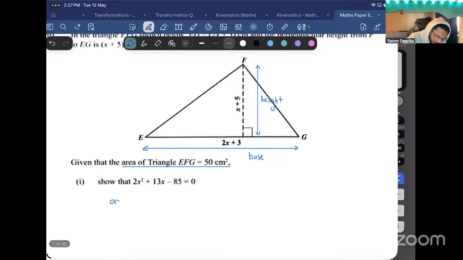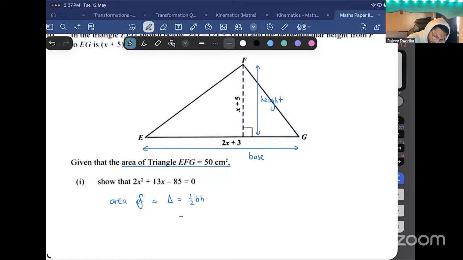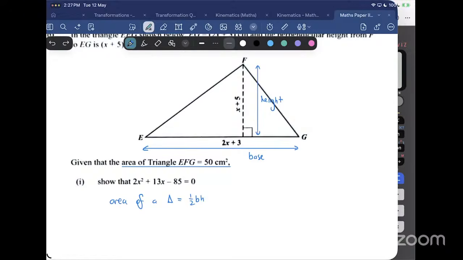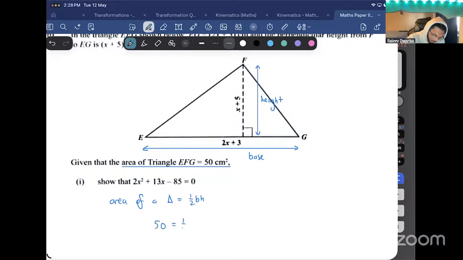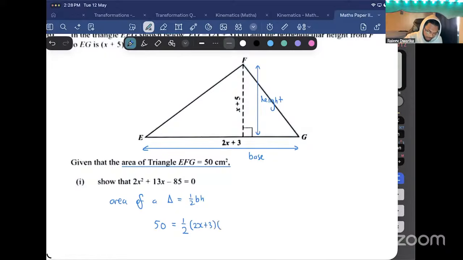Remind me, what is the formula for the area of a triangle? Half base by height. So here we can formulate an equation. What do we know the area is, guys? 50. So I know it's 50, and that must be equal to a half. What is the base, guys? 2x plus 3. And we're multiplying that by the perpendicular height, x plus 5.